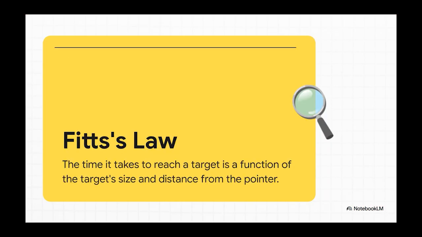First up is Fitts's law. And hey, remember that whole problem with the tiny browser tabs from the beginning? Fitts's law is the science that explains exactly why that's so frustrating. It's a formula, and it proves that the time it takes you to move your mouse and click on something depends on just two simple things: how far away the target is and how big it is.